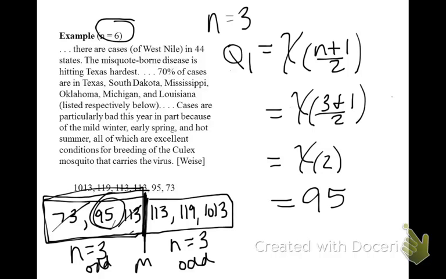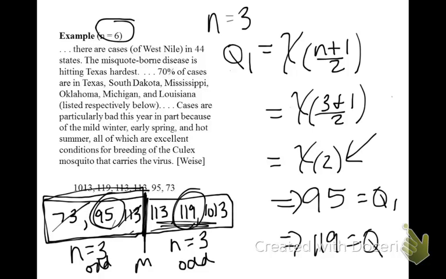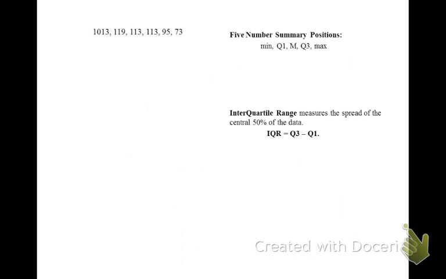So there's Q1. And then to get Q3, you need, again, the same formula, second ordered observation, but for the upper data set. So the second ordered observation for the upper data set is 119. This is Q3. So we now have our 3 main quartiles: the median, which was 113, or Q2, Q1, and Q3.